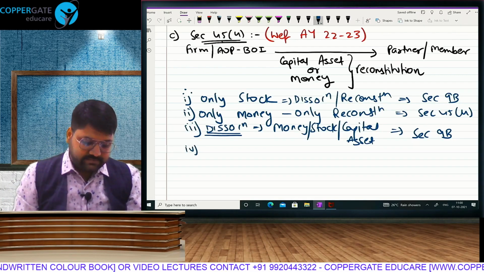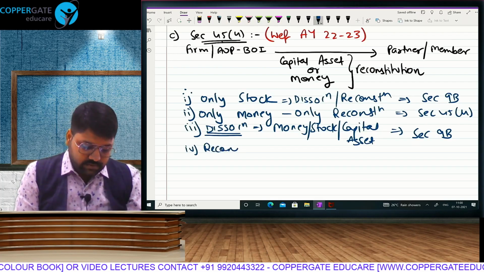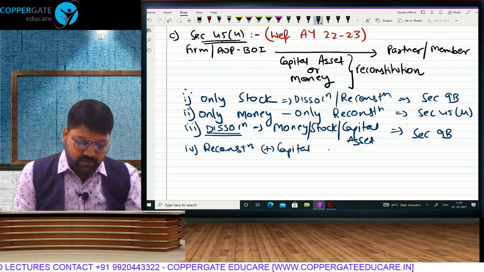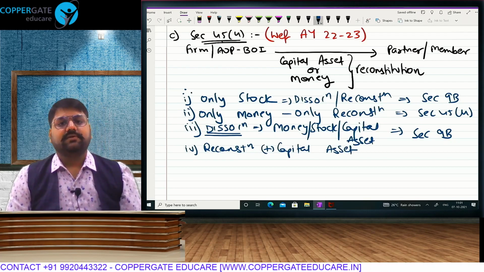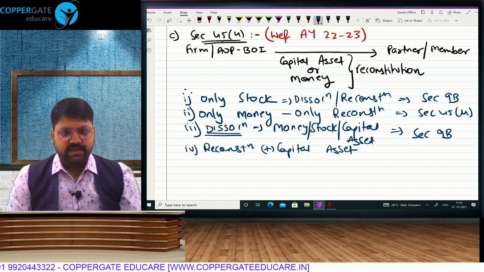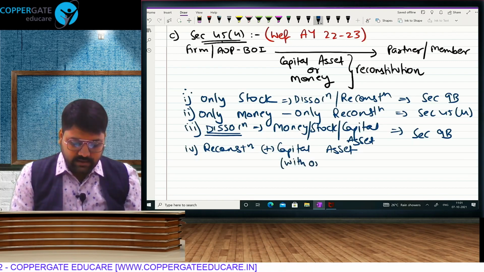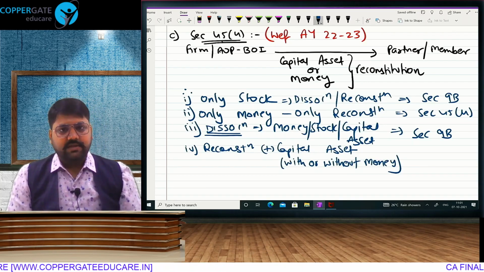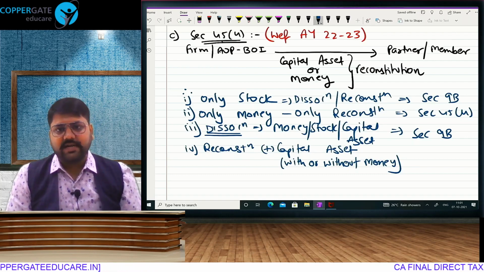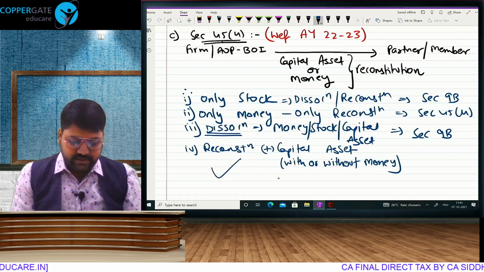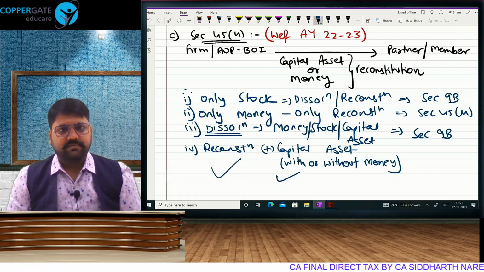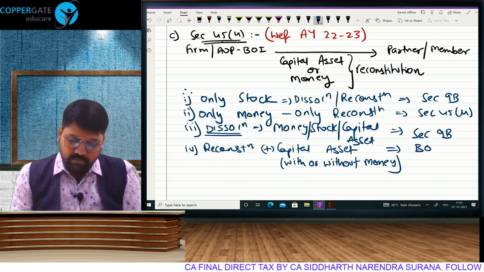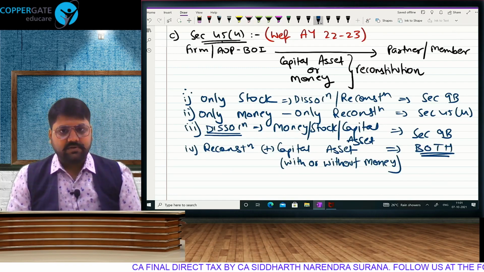And now understand this. If it's a case of reconstitution, and along with reconstitution there is a transfer of capital asset. If it's a case of reconstitution and it includes a capital asset, it may be with or without money. Money may be a part of the transaction. Money may not be a part of the transaction. But as long as it's a case of reconstitution and transfer of capital asset, now tell me one thing. Is reconstitution with capital asset covered in 9B and 45(4)? Both. This is a case where both sections will be simultaneously invoked.